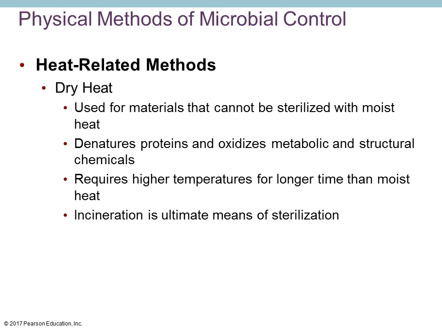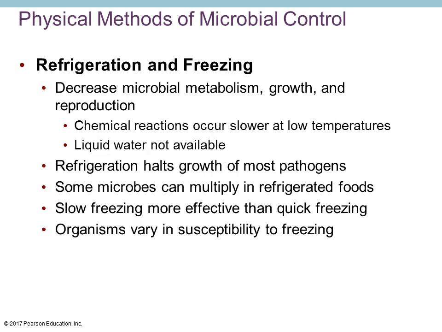Dry heat. This can be used for materials that can't be sterilized with moist heat. It will denature the protein still. It will oxidize certain chemicals. Usually you have to go for a higher temperature for a longer time than you would with the moist heat. The ultimate of sterilization is incineration. Basically, you're going to burn it. And that's what we do in the lab oftentimes. Whenever you flame, like an inoculation loop, you hold it in the fire and you flame it. That's actually incineration. That is what you're doing.